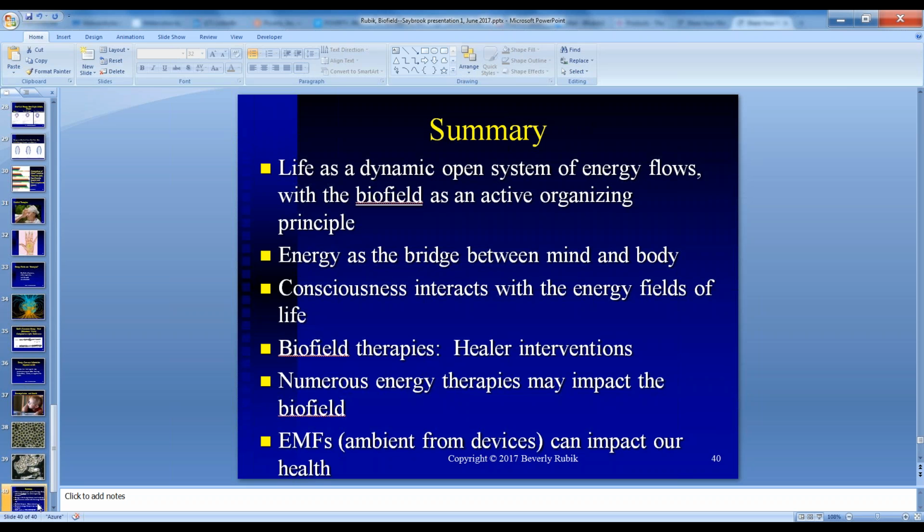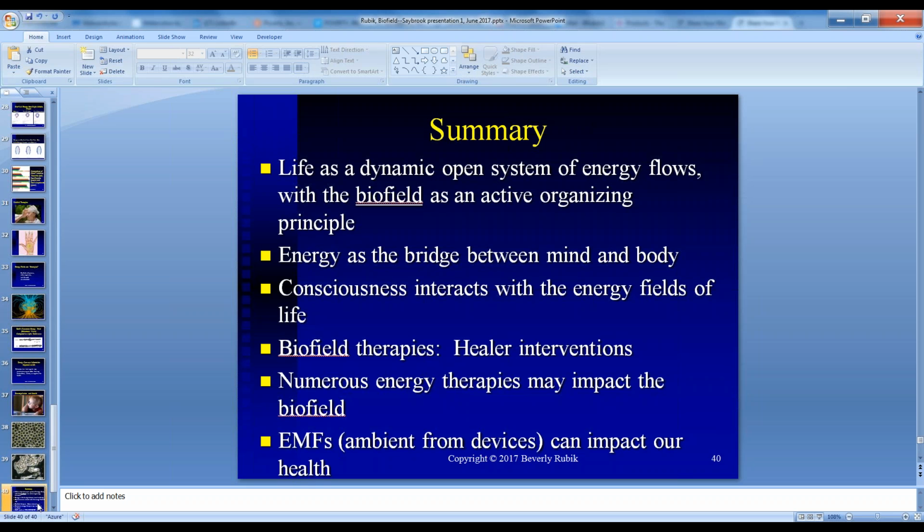The various biofield therapies which involve laying on of hands or sending energy over a distance even, are also known as healer interventions, sometimes called energy healing, also called biofield therapy, just so you understand that those mean the same thing. And there are probably thousands of types of energy therapies and new ones being invented all the time that can impact the biofield. So energy medicine is much vaster than mind-body medicine.